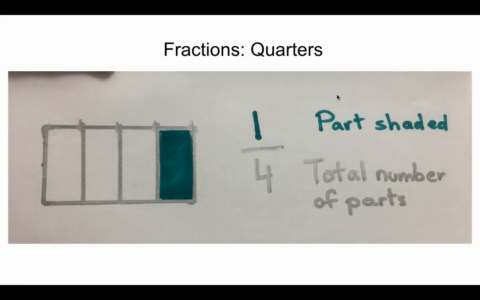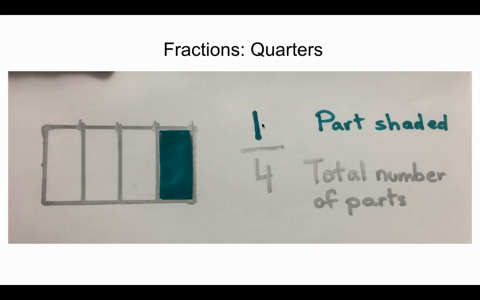What about quarters? 1 quarter, how do I write that? Here's a big rectangle that I split into 4 equal parts. Now this shaded part represents a quarter, or 1 out of 4. Here is how I write a quarter. I write the 1 at the top, a line, and instead of a 2, now I write a 4.